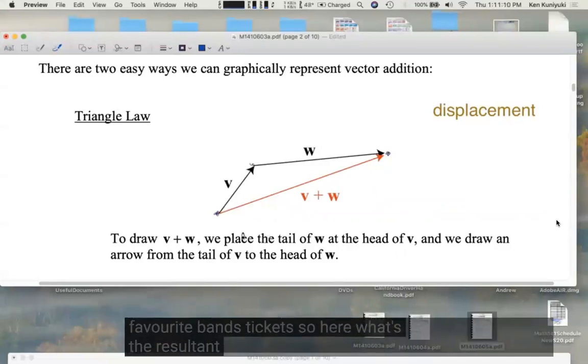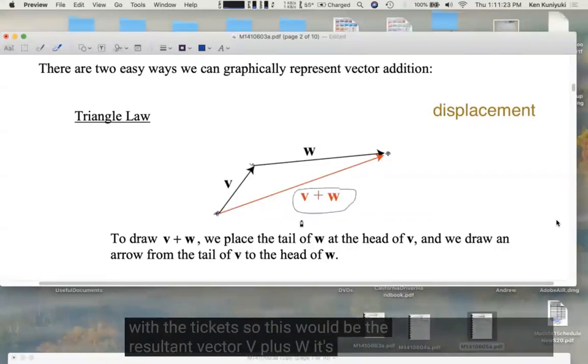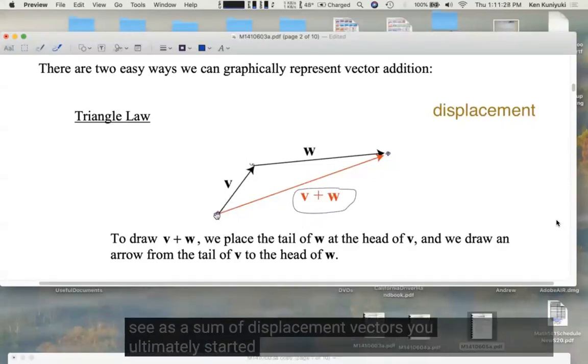So here, what's the resultant vector? Well, as the net result of all this, you may as well have started here at the palm tree and gone straight to the point with the tickets. So this would be the resultant vector V plus W. It's easy to see as a sum of displacement vectors. You ultimately started at this point and you ultimately ended at this point.